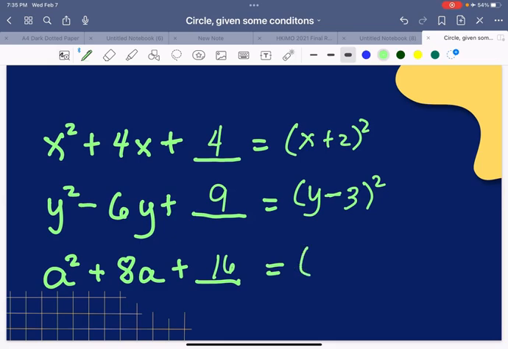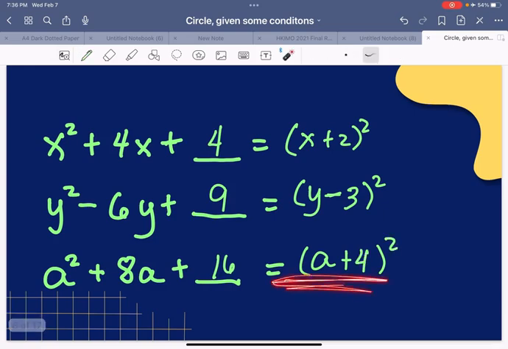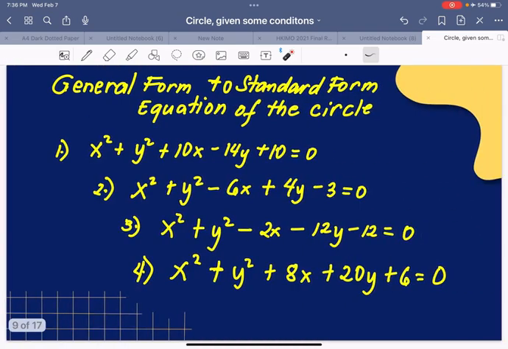Then, pwede na nating i-factor na square root ng a squared, that is a, plus square root ng 16, that is 4, quantity squared. So, ito na ang binomial factor natin. So, kailan nagiging plus? Kapag plus din ito. Minus kung minus din ito. Okay? So, ganun lang siya kasimple. So, i-apply natin yan dito sa general form to standard form.